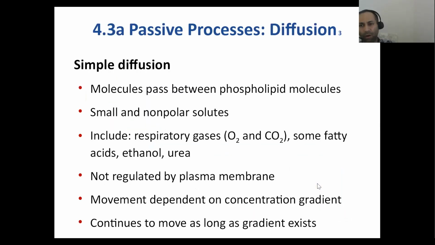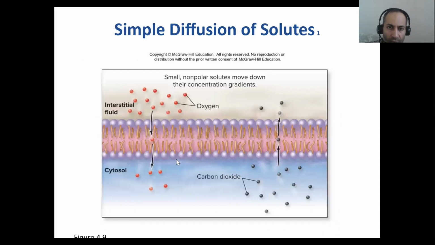So simple diffusion is happening all the time in your cells. Right now, as we speak, oxygen is getting inside of your cells by means of simple diffusion, and carbon dioxide is moving out of your cells again by simple diffusion, all right? No energy needed there. Also some fatty acids, ethanol, and urea. These are some examples of substances. Ethanol is alcohol. It enters your cells without any problems, thus making you drunk. And then urea is a waste product, a breakdown product of protein that exits your cells by means of simple diffusion, okay? So here are some examples.